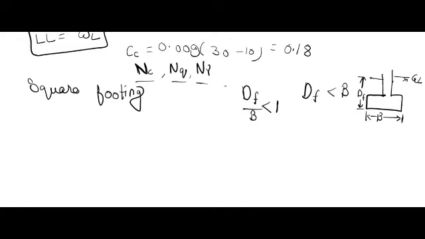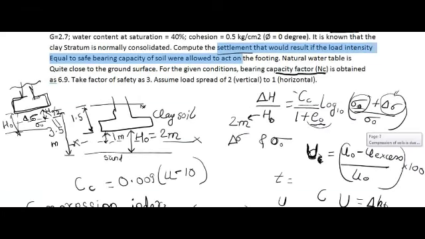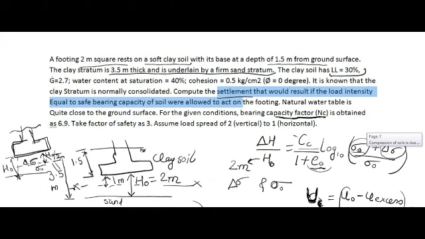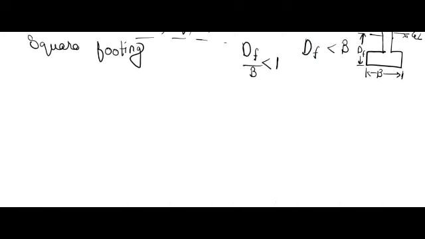So in the problem, is the depth of foundation given? Yes, it is 1.5 meter, and the breadth of foundation is given, yes, it is 2 meters. So the depth of foundation is 1.5, which is less than the breadth of foundation, that is 2.0. Hence we can say that it is a shallow foundation.